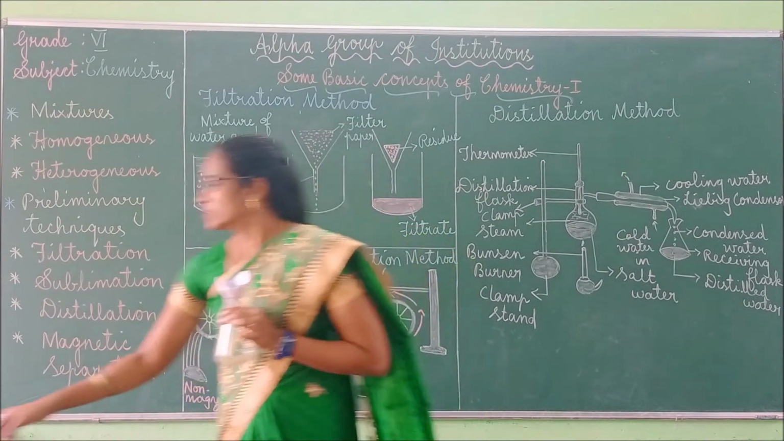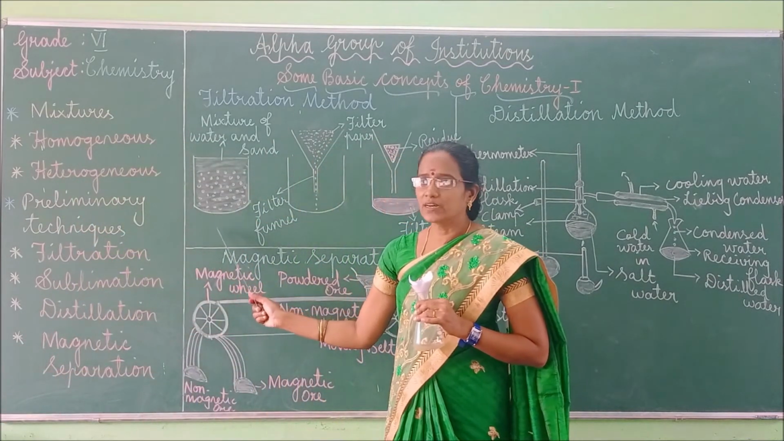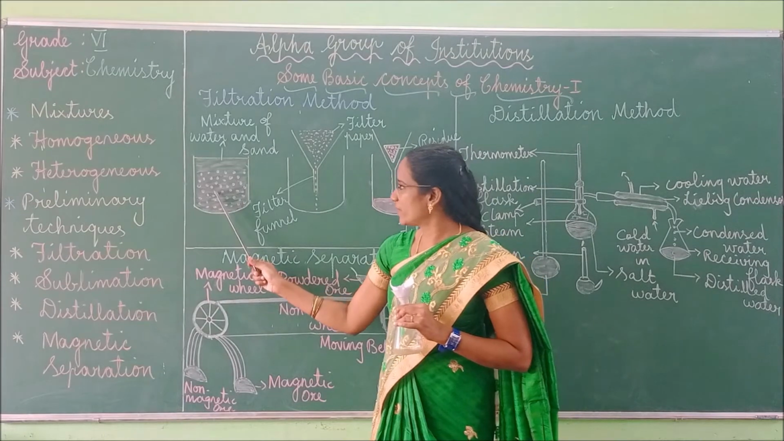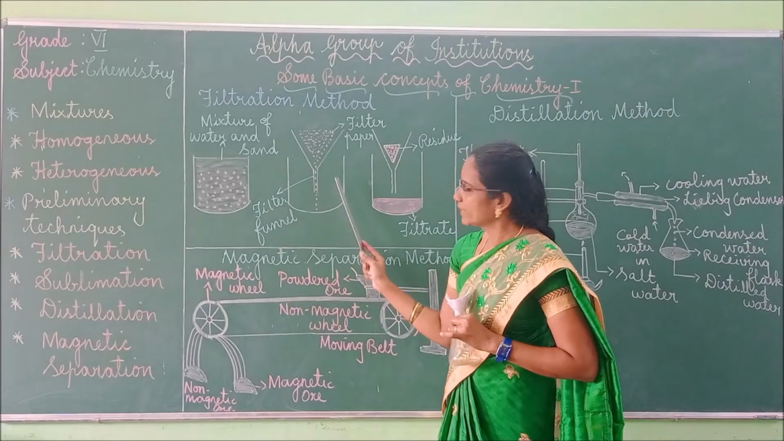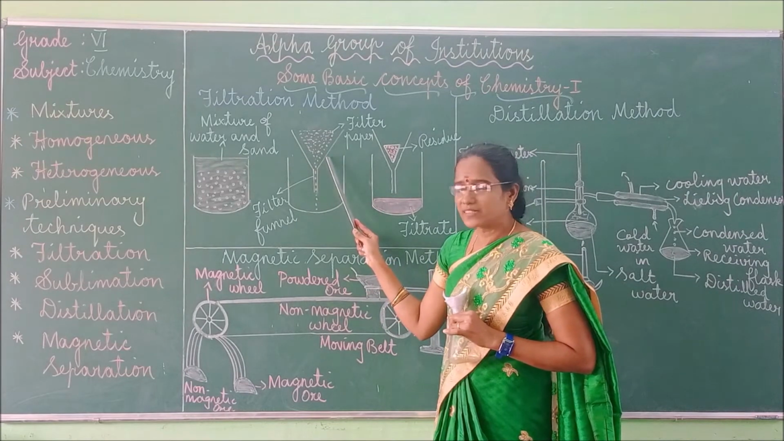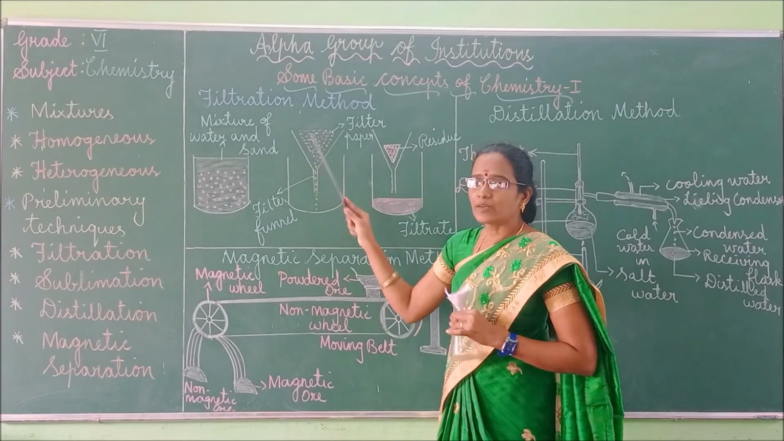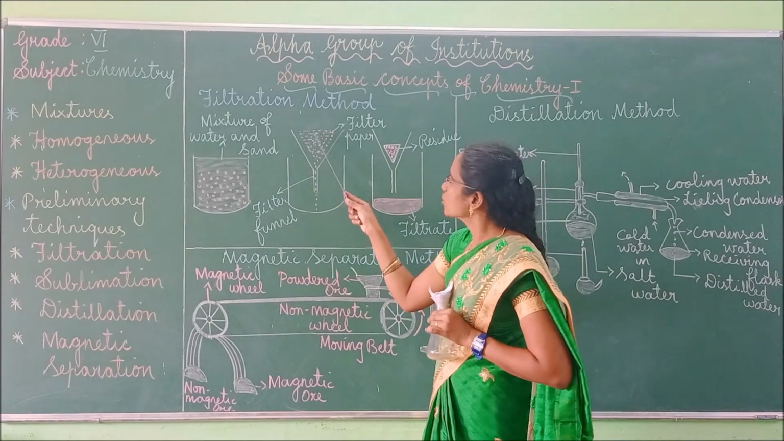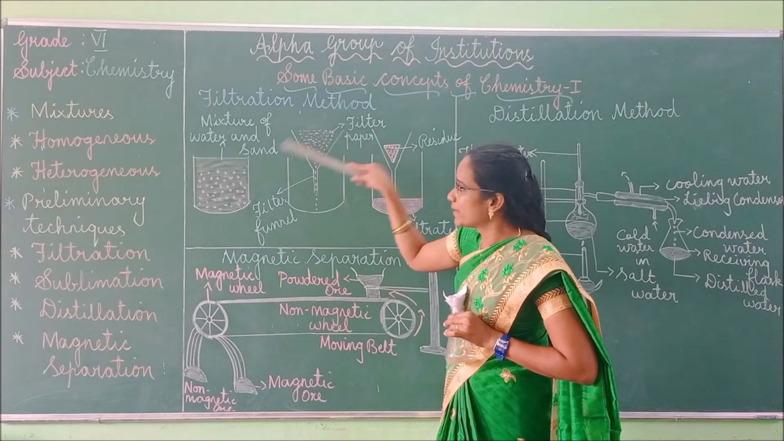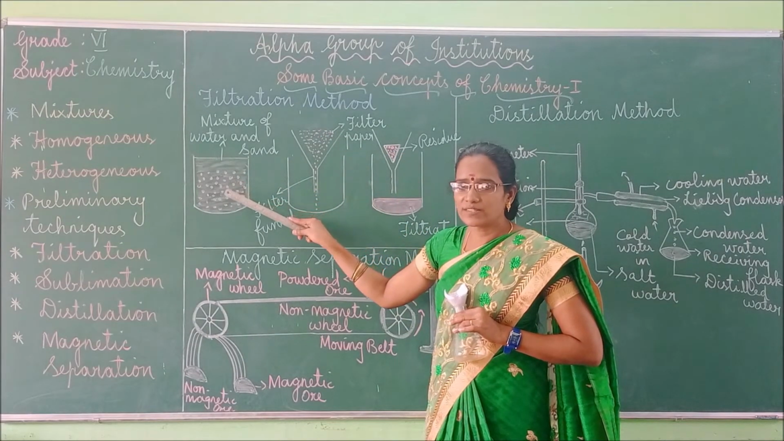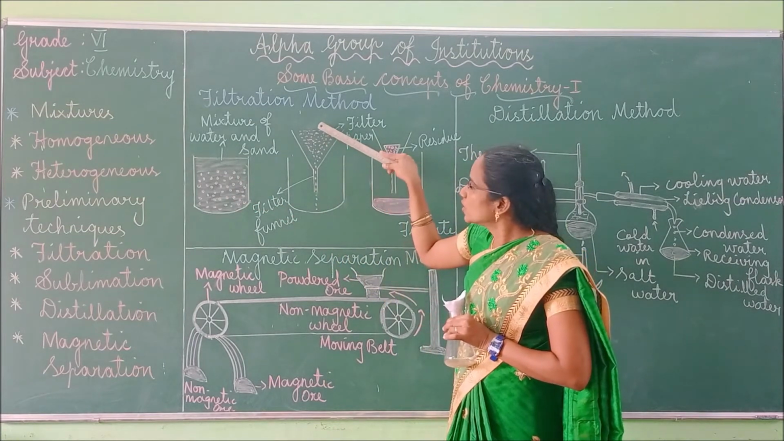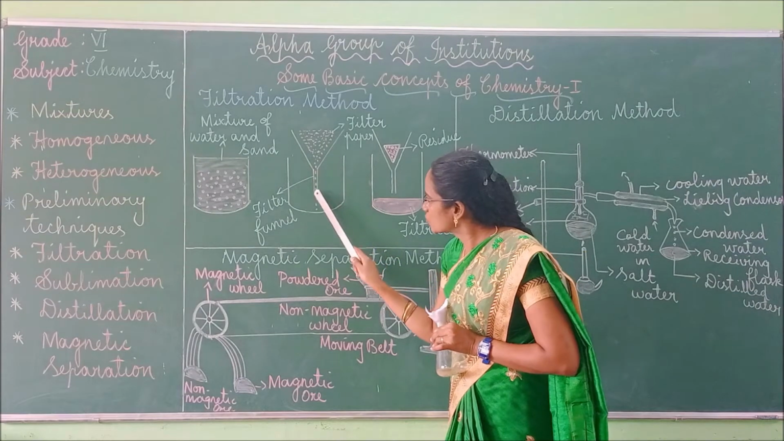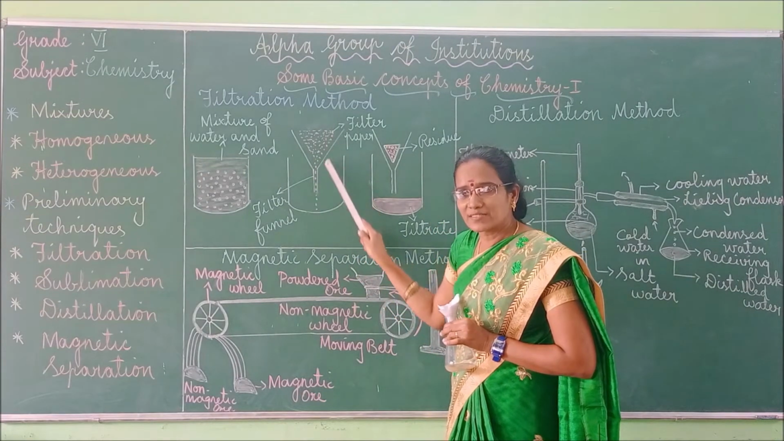Got it, children? Right. So look at the board now. In this first beaker, a mixture of sand and water is given. In the second picture, one beaker is there and the funnel is inserted here. In this funnel, what is this? It is nothing but a filter paper. For filtration purpose we are using this filter paper. We added water as well as sand, isn't it? In this filter paper, all the sand particles will stay behind and the water passes through this funnel, right?